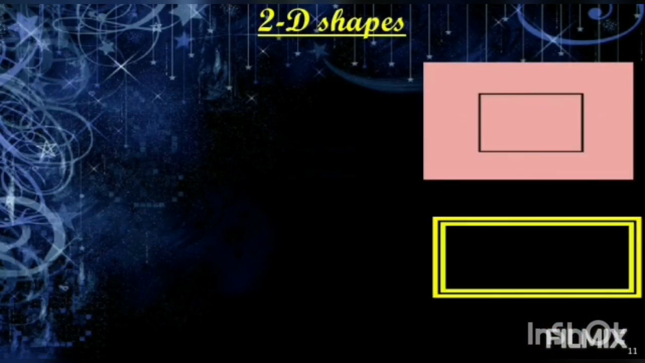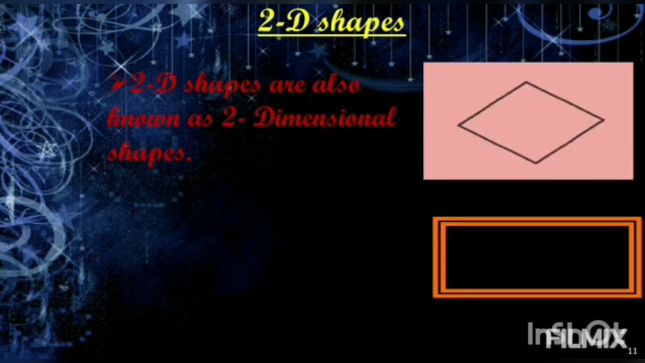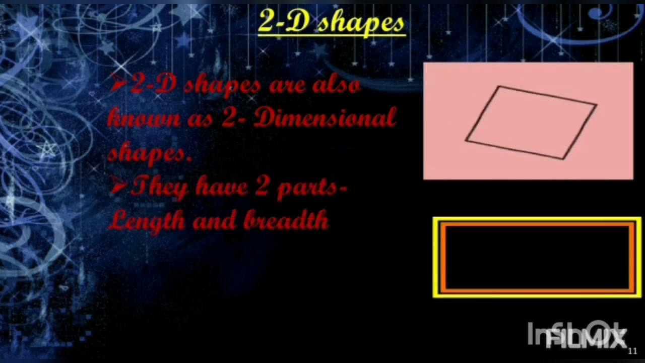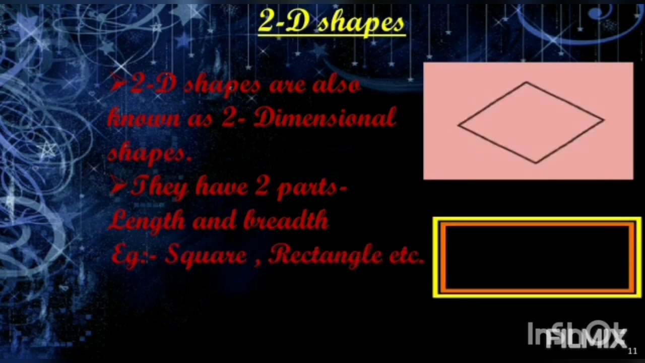Next we have 2D shapes or two-dimensional shapes. 2D shapes are also known as two-dimensional shapes. They have two parts, that is length and breadth. For example, square, rectangle, etc. Another way to study them or to denote them is that they can be drawn on a piece of paper.